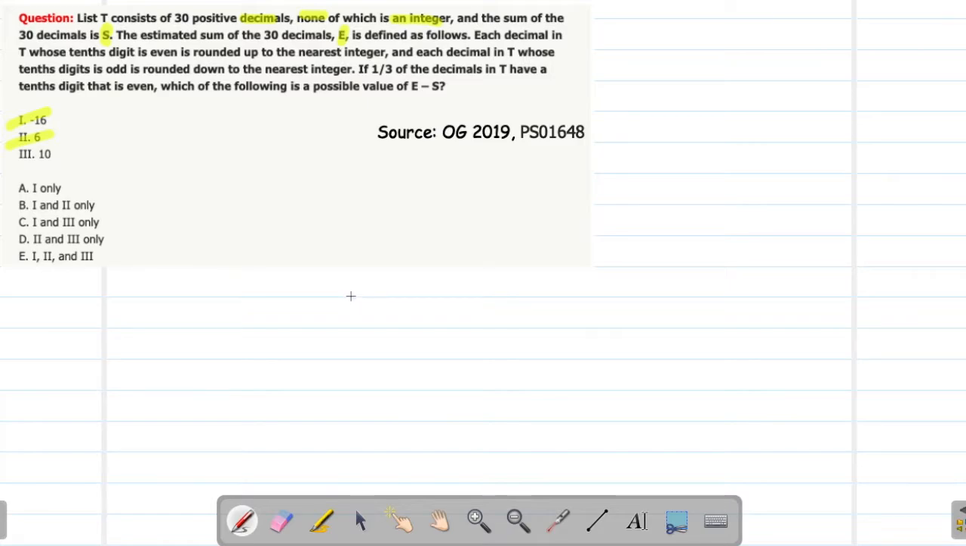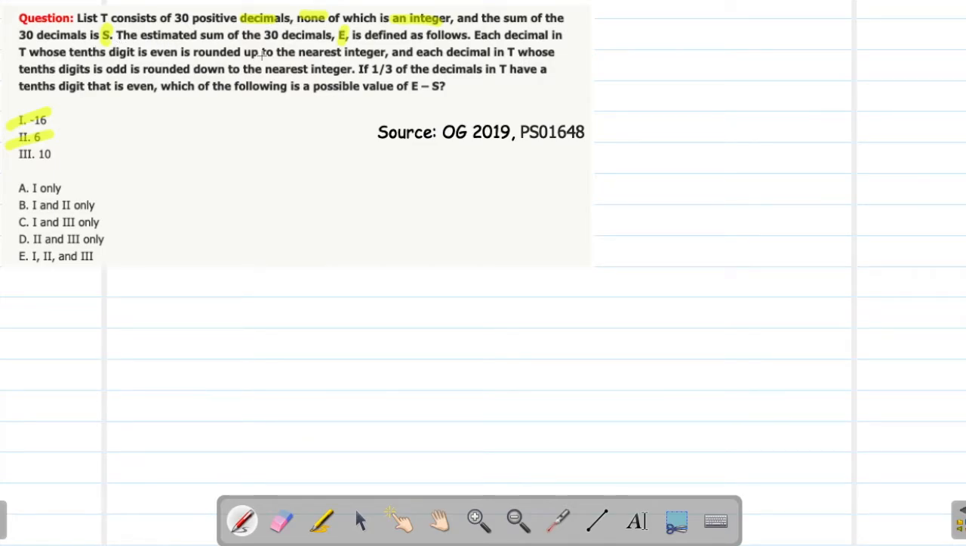This is an official guide question and we are going to apply the maximizing and minimizing concept on it. We were given a list T which has 30 positive decimals and none of them are integers, and their sum is given to be S.